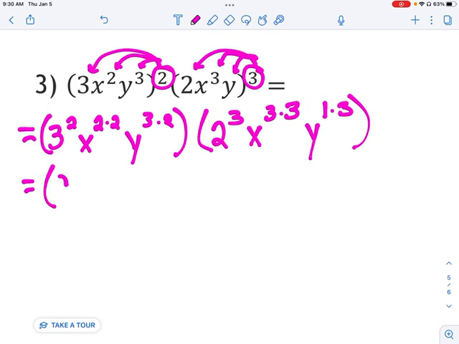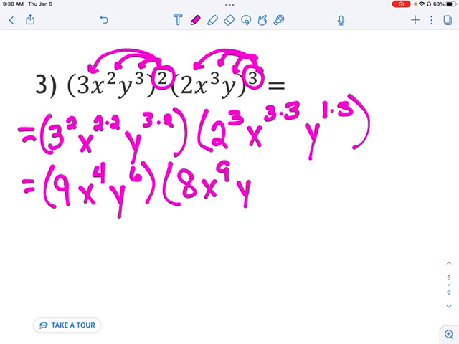Now I'm going to simplify that. So 3 squared, that's 9. X to the 2 times 2 would be x to the 4th. Y to the 3 times 2 would be y to the 6th. Over here I have 2 to the 3rd, which is 8. X to the 3 times 3, which is 9. Y to the 1 times 3, which is 3.